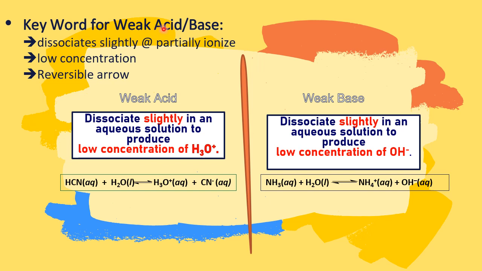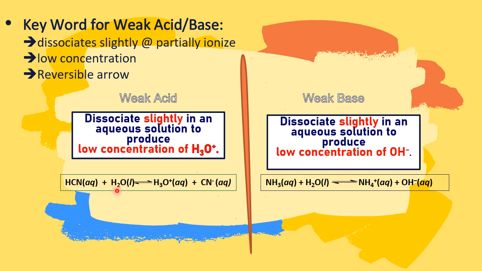Next is weak acid and weak base. Weak acids and weak bases dissociate slightly, or partially, have low concentration, and the reaction is reversible. So it can be represented by a reversible arrow. The keyword: they dissociate slightly in an aqueous solution to produce, for an acid, a low concentration of hydronium ion, and for a base, a low concentration of hydroxide. So these are the two examples.